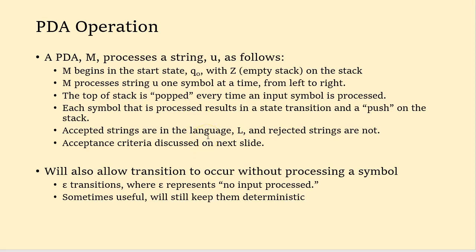Accepted strings are in the language and rejected strings are not, but I'm not going to talk about the acceptance criteria just yet. We're also going to do an unusual thing. We're going to allow some transitions to occur without processing a symbol, and you'll see why in a little bit. It's useful for some of these languages where I need to do multiple stack operations after I process one symbol from the string. So I'll use some dummy states just basically to serve as places where I can do stack operations. These are called eta transitions. Eta means no input happened, but we still transitioned. I will still keep them deterministic though.